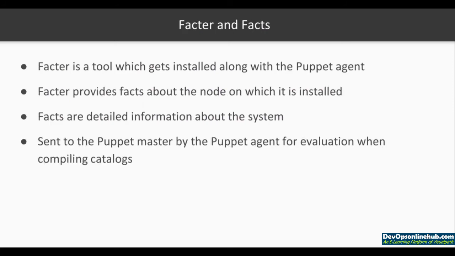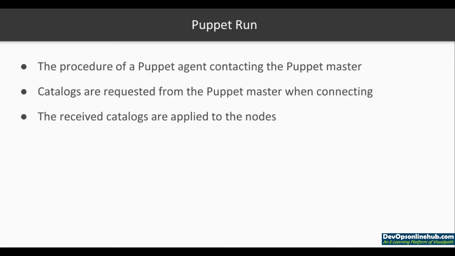Facter and facts. Facts are information of a node or server which are populated by a tool called Facter. These facts are then sent to the Puppet master by the Puppet agents when requesting compiled catalogs and are evaluated by the Puppet master against the manifests. Puppet run. A Puppet run takes place when a Puppet agent contacts the Puppet master to request compiled catalogs by sending facts and then applies that catalog to the node on which it is running.